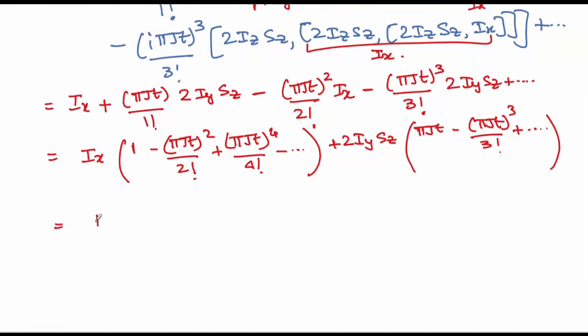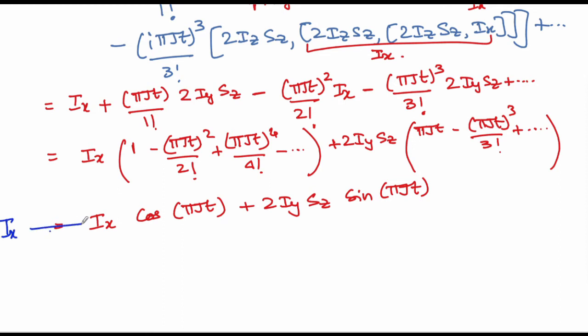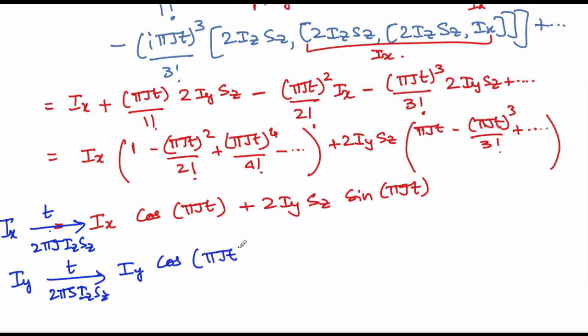Immediately we recognize all that we have here is Ix cos pi J t plus 2 Iy Sz sin pi J t. Let me rewrite what I had: Ix evolving under 2 pi J Iz Sz is what we have gotten here. Similarly, if you do Iy under 2 pi J Iz Sz, I request you guys to do this. Iy cos pi J t minus 2 Ix Sz sin pi J t.